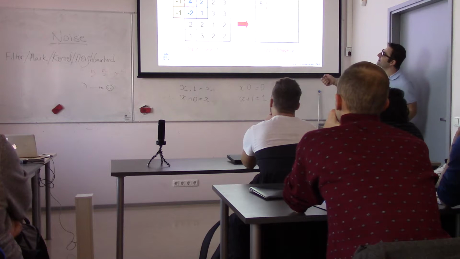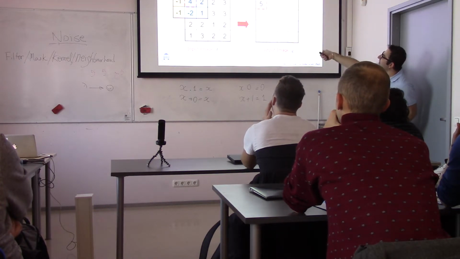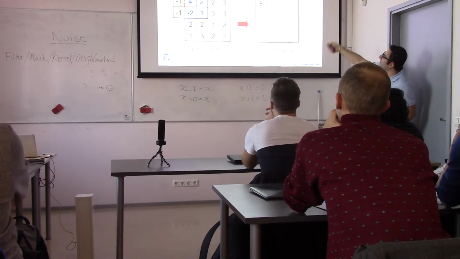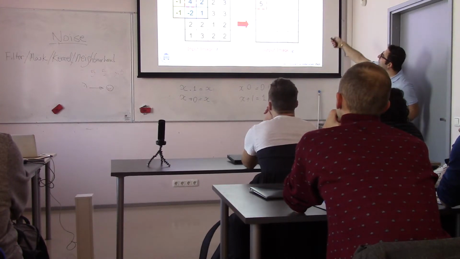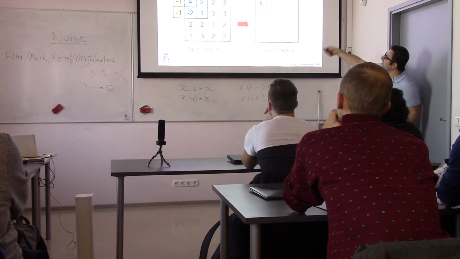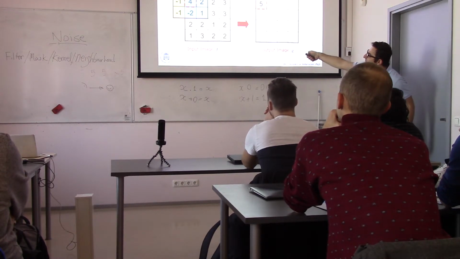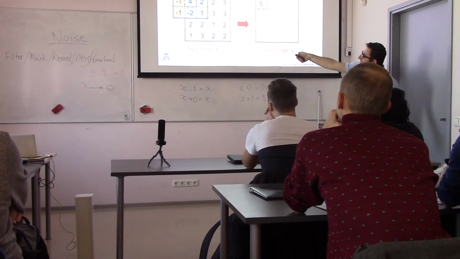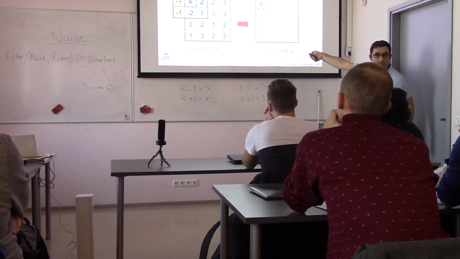Anyway, what happened is I put the mask on top of my image, and I do the multiplication. 2 multiplied by 2 is 4. 1 multiplied by 2 is 2. Minus 1 multiplied by 2 is minus 2. 1 multiplied by 1 is 1. And I add all these numbers. They are all zeros, so I am dropping them out. So it will be 4 plus 2 minus 2 plus 1, so it's 5.